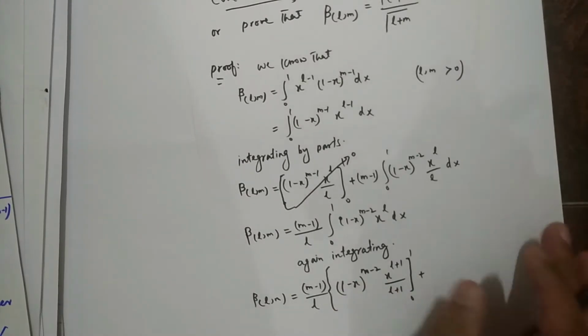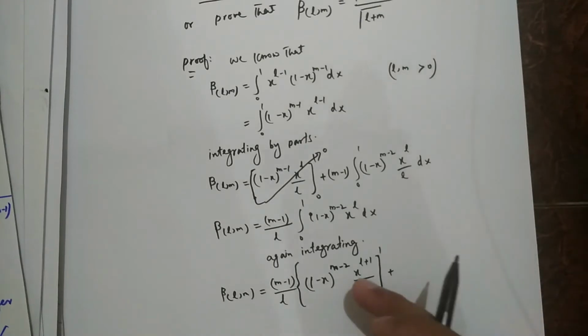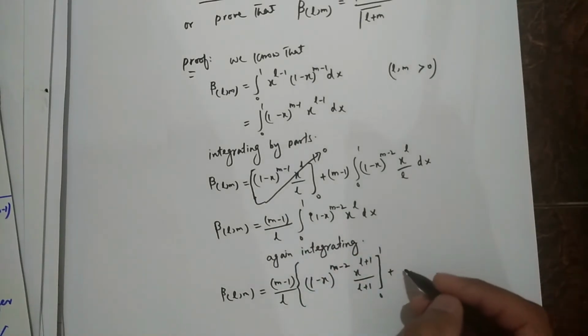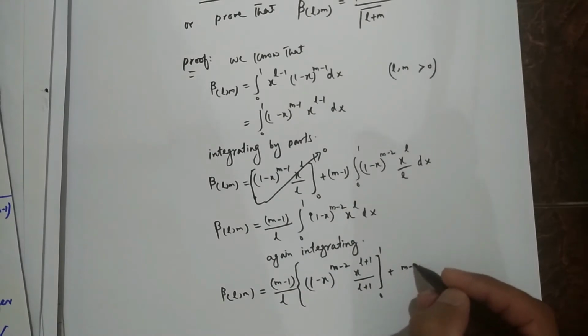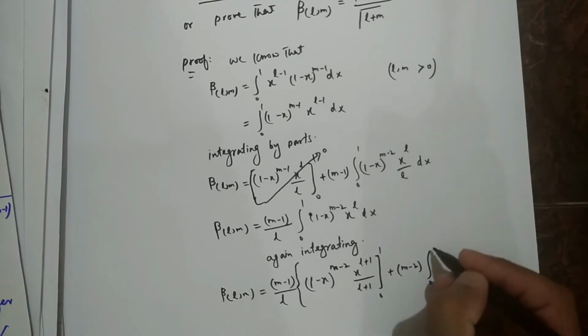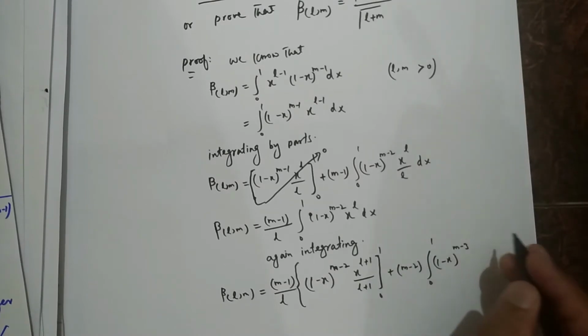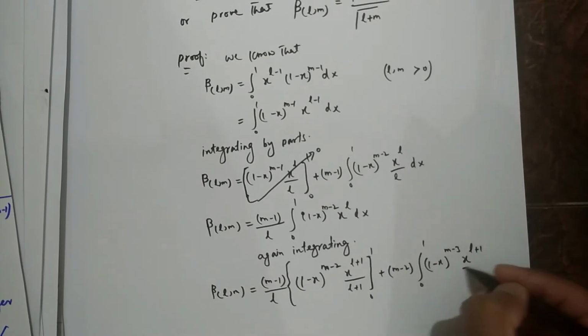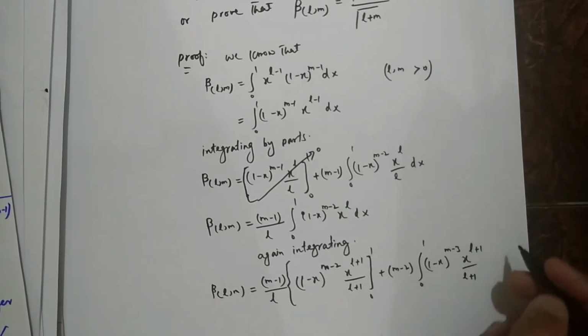Plus the derivative of the first function, which is m minus 2, into 1 minus x to the power m minus 3, and the integration of the second function, which is x to the power L plus 1 upon L plus 1, into dx.